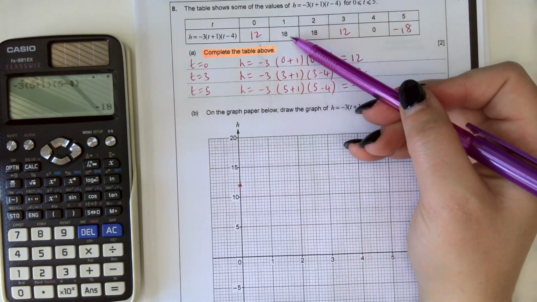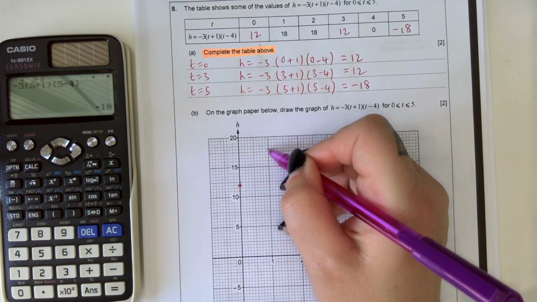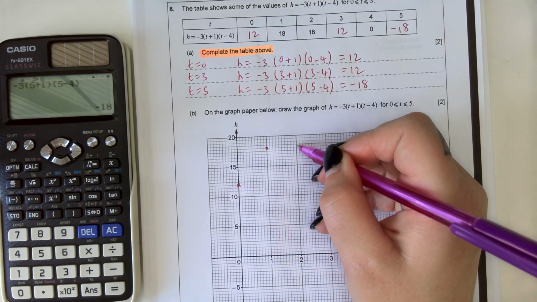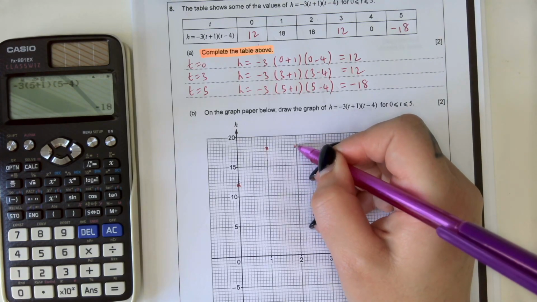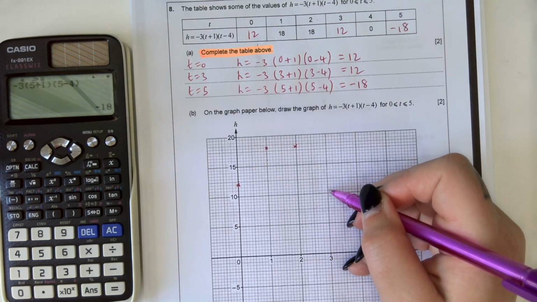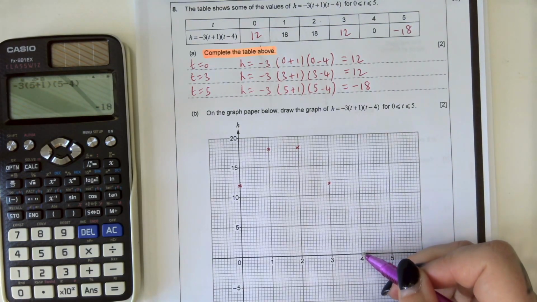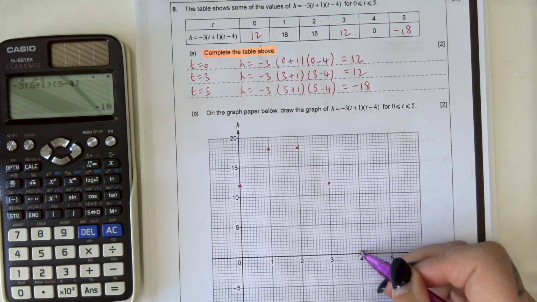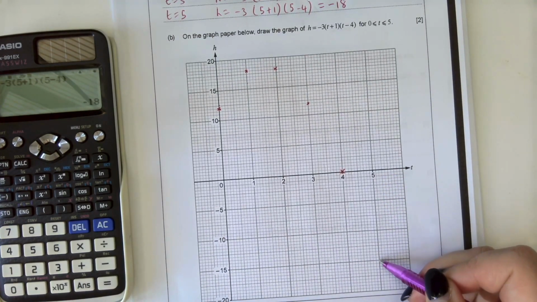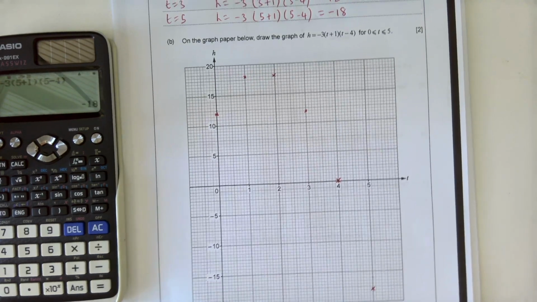Then I'm going to go t is 1 and up to 18. So t is 1, 15, 16, 17, 18. T is 2 up to 18. T is 3 up to 12. 11, 12. T is 4, h is 0. And then t is 5, and we're going to -18. So that's -15, 16, 17, -18. So we're going to sketch the curve.